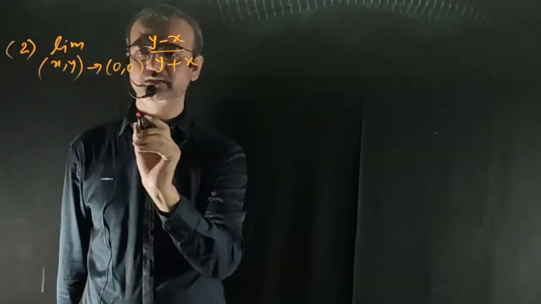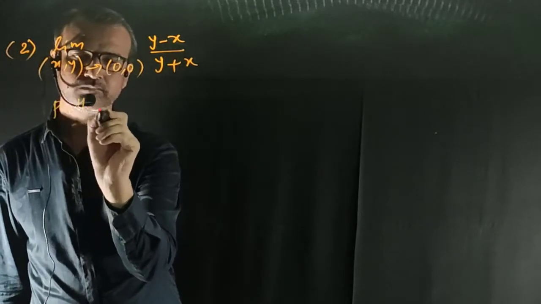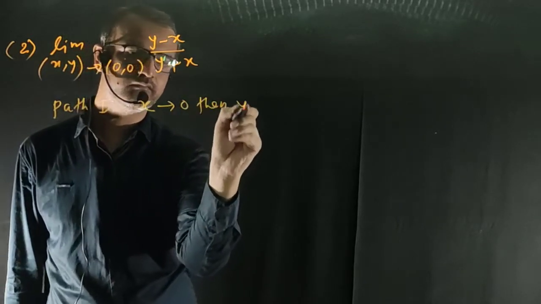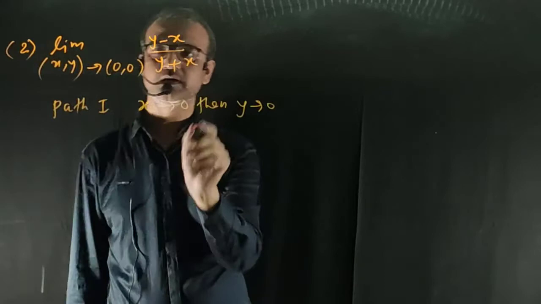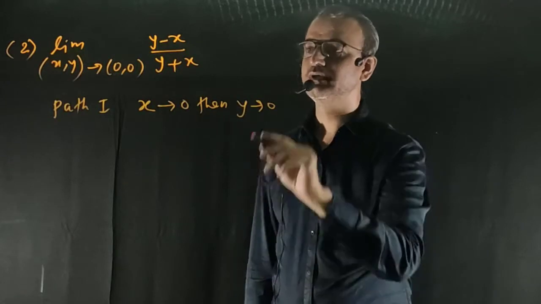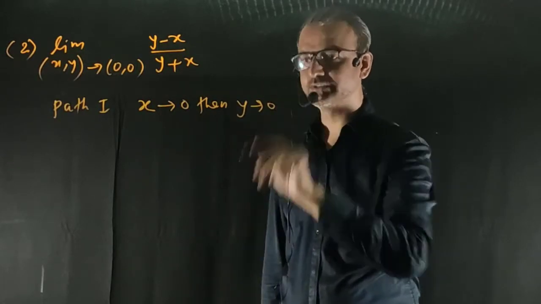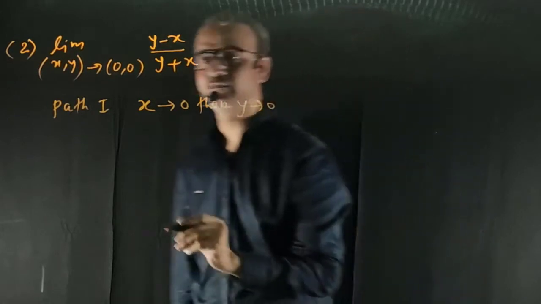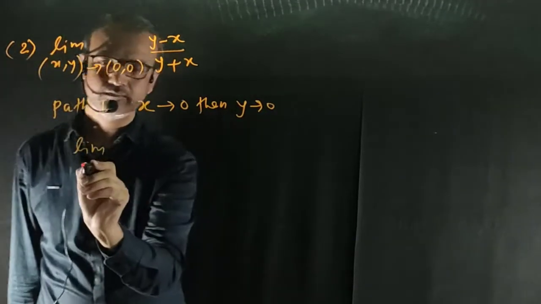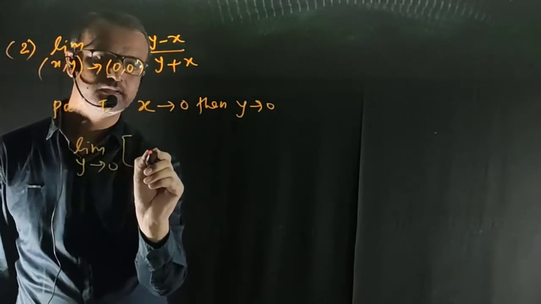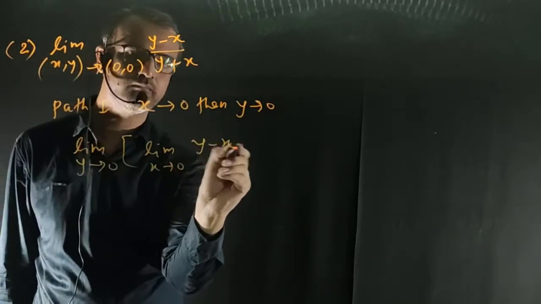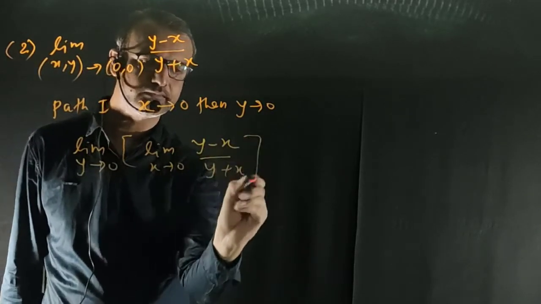So in this case, to evaluate the limit of such functions, we have to take different paths. So first of all, we will take path number 1. Path 1, that is x tends to 0, then y tends to 0. In this path, first of all, we will evaluate the limit of this function as x tends to 0, then the limit of the remaining function after simplification as y tends to 0. So we will write this function as limit y tends to 0, then limit x tends to 0, of (y minus x) over (y plus x).